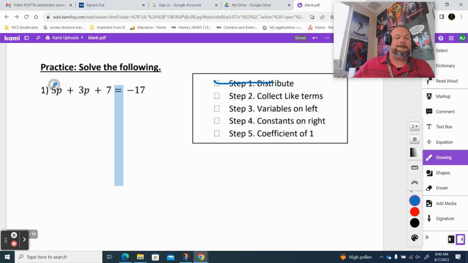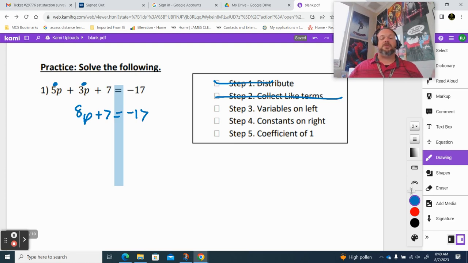Here's a P and here's a P. We got lots of P's on one side. Somebody P'd the left side, okay? I'm giving y'all gold. What is 5 plus 3? 8. So collect like terms. Variables on the left. Got it. Constants on the right. That's what we're about to do.